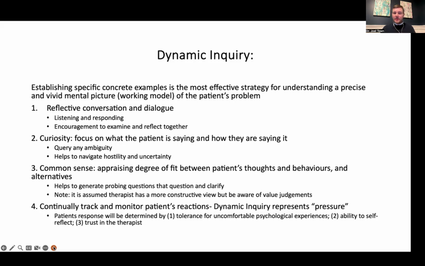We want to help a person reflect and self-reflect upon these processes. And we want to help a person begin to trust in us as we engage in this process.